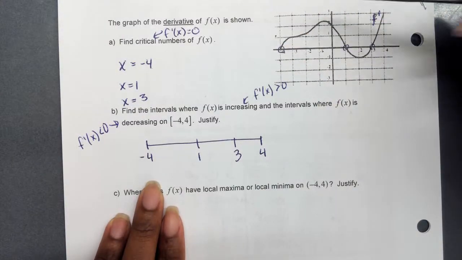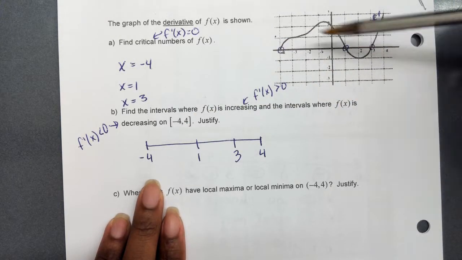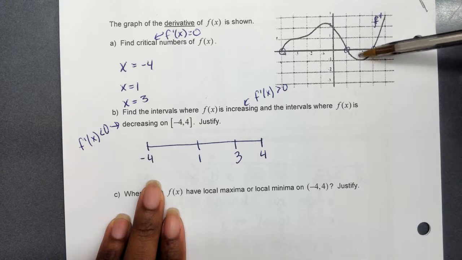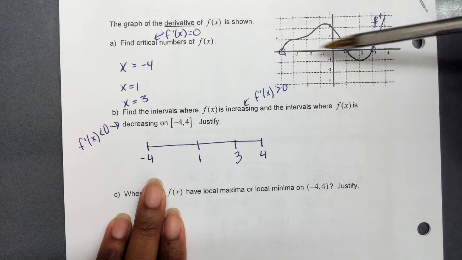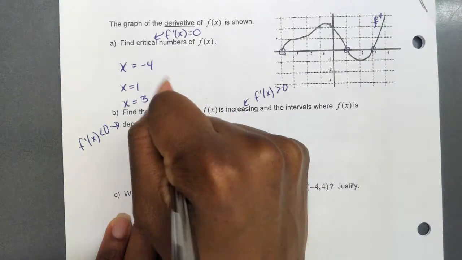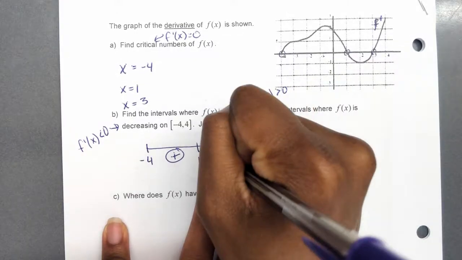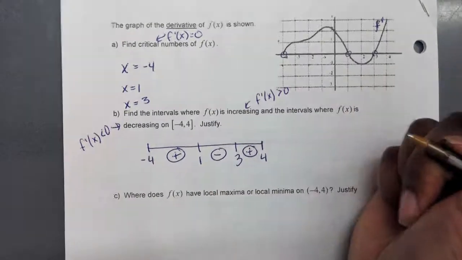So on this graph, we're increasing when our line is above the x-axis, because this is f prime, and we're decreasing when our line is below the x-axis. So from -4 to 1, we're increasing. From 1 to 3, we're decreasing, and from 3 to 4, we're increasing.